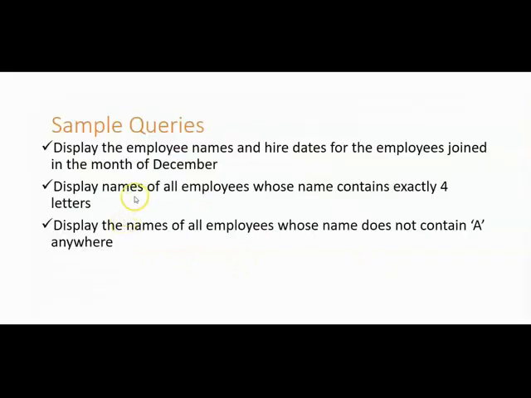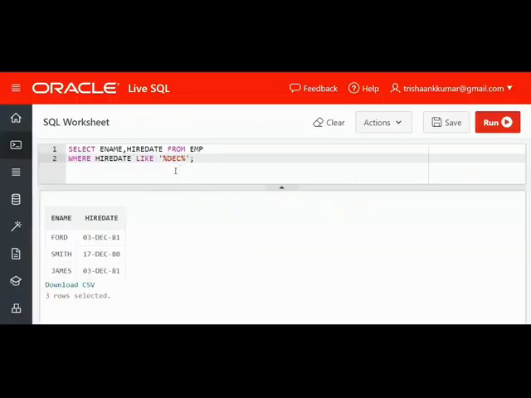The next question is to display the names of all employees whose name contains exactly 4 letters. This is related to the length of the string, and it is also very simple. How can we do this? We can solve this by varying the number of underscores. For example, he has specified names having length 4. That means display the names which have exactly 4 characters. For that reason, just take 4 underscores.